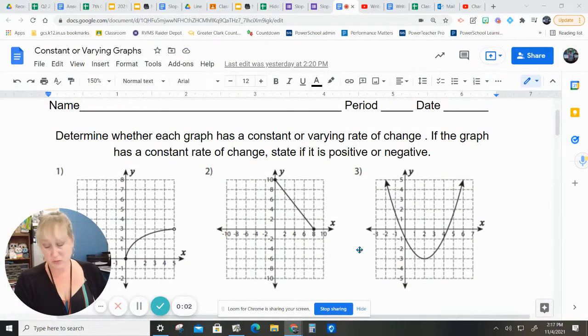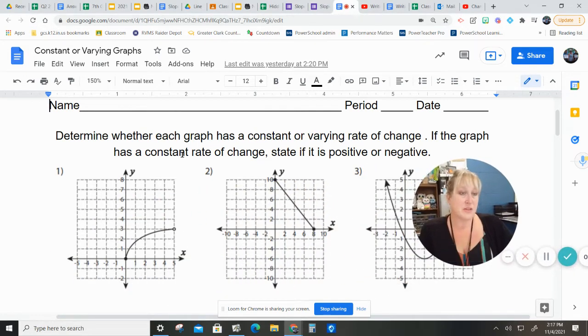Okay, we should have already covered this before, so this should be continued review and practice. But we are going to be looking and determining if each graph has a constant or varying rate of change. Remember, constant means linear, varying is nonlinear. And usually some clues in a word problem is a varying rate of change would have a percentage. So those are things that you should look for. Constant or varying, and percents are usually varying. If a graph has a constant rate of change, we have to state if it is positive or negative.